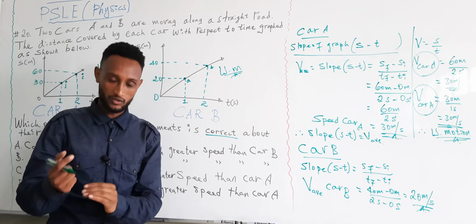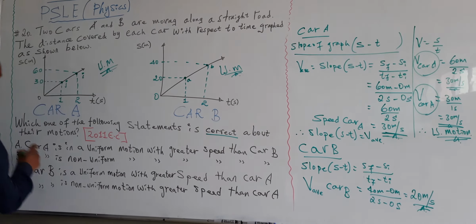Car A is a uniform motion with greater speed than car B, it says. The motion of car A is uniform and its average speed is 30 meters per second. For B, car B's motion is also a uniform motion and its average speed is 20 meters per second. So, statement A is true or correct.